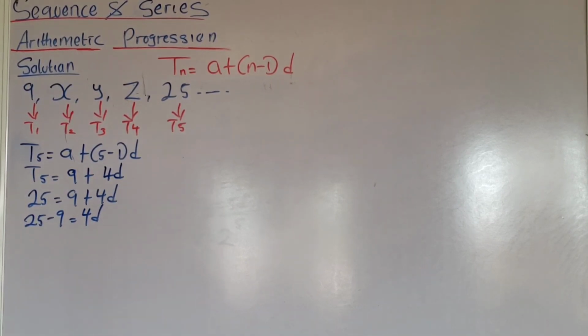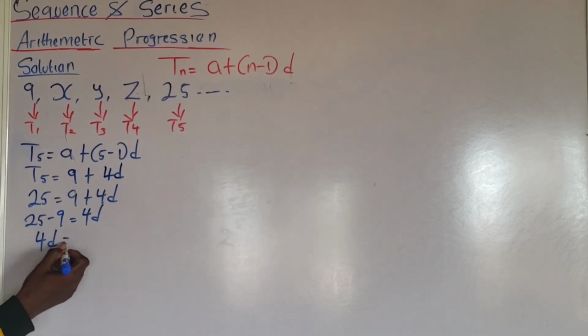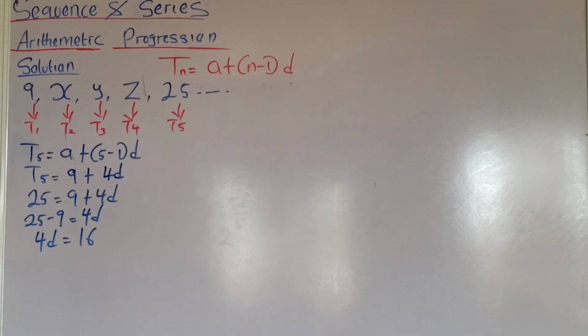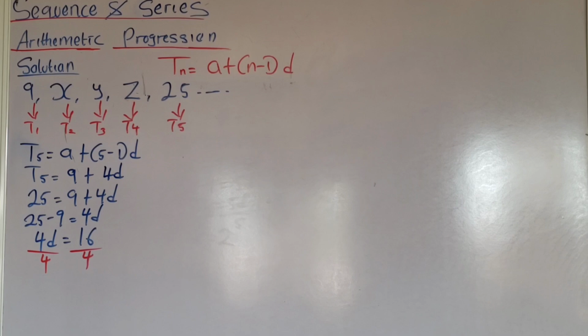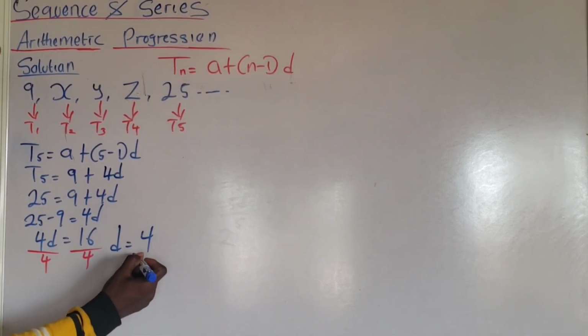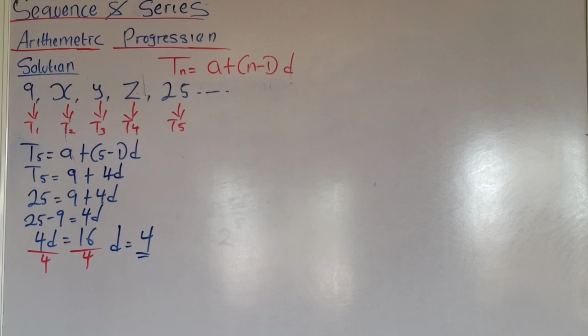Are you paying attention? 25 minus 9 is 16, so 4D is equal to 16. The next step is to divide both sides by 4 to get the value of D. So this divided by 4 and this divided by 4, so the value of D is equal to 4. Now, having gotten the value of D, we can easily determine the values of X, Y, and Z.